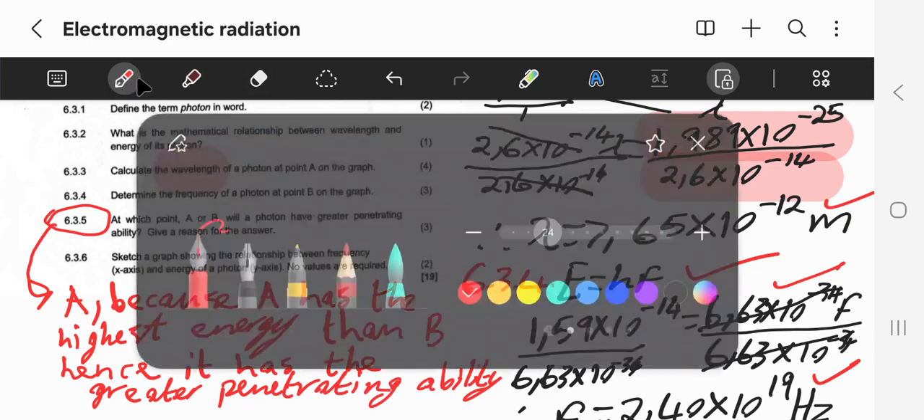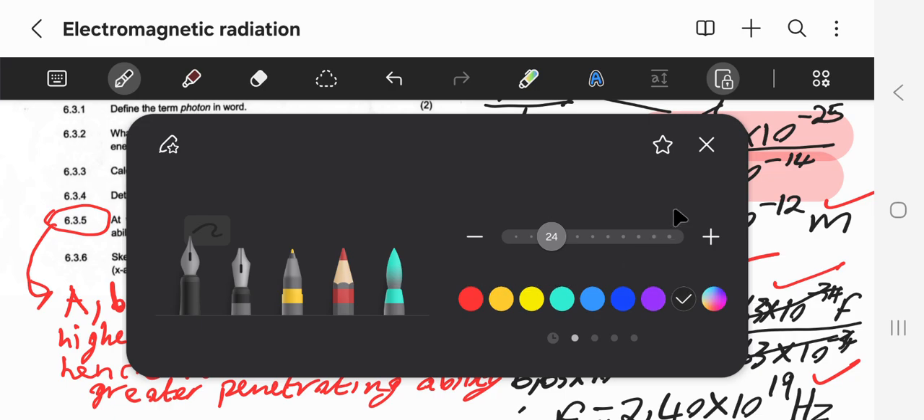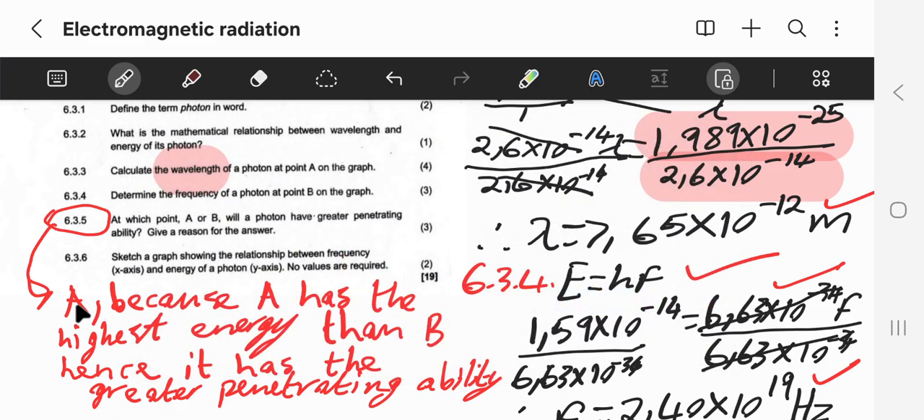And this is how you mark. You mark for A. Then you mark where you compare the energies, that A has the greater energy than B. Then you'll mark your conclusion that this is why A has the greater penetrating ability. So it's going to be 3 marks like that.